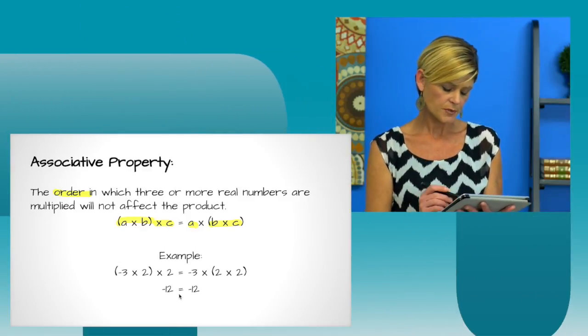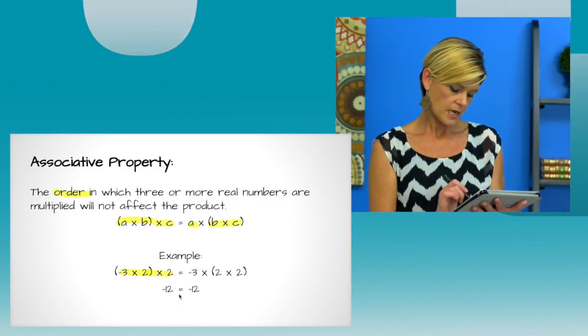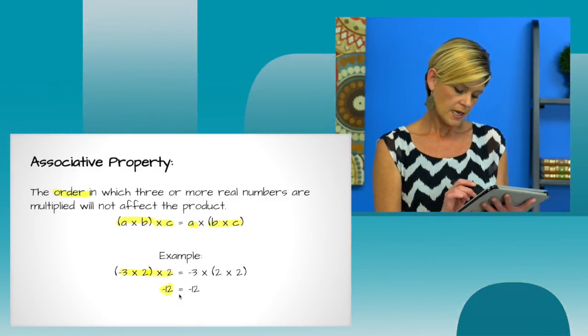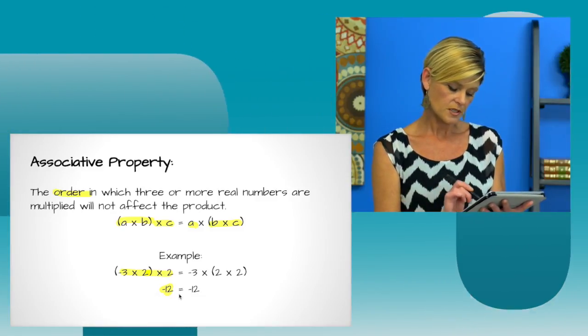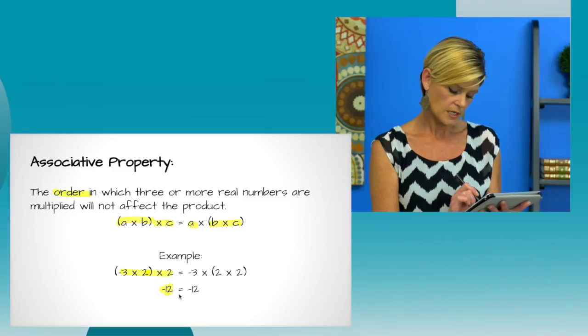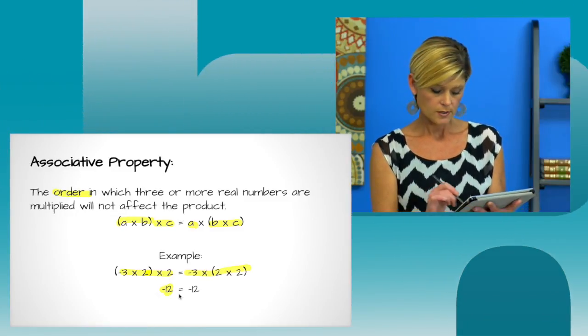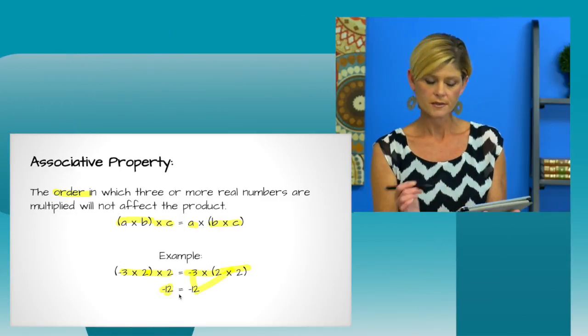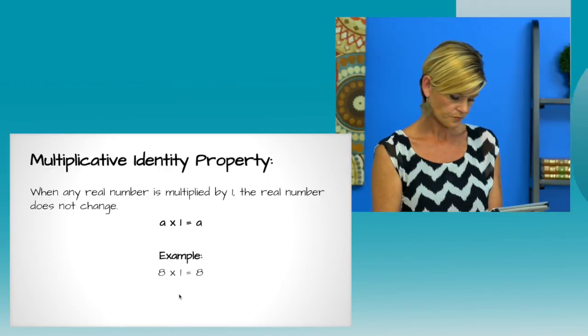An example using numbers, I have -3 times 2 times 2, and that gives me -12. It is the same if the -3 and the 2 are grouped. It's going to give me the same result as if I were to say -3 times the 2 times 2 grouped first, which gives me also -12. And that is our associative property when we're multiplying.